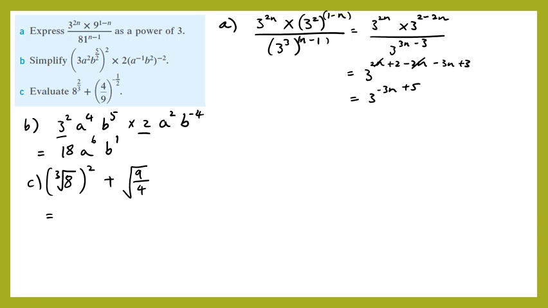Okay, first term, cube root of 8 is 2, which is why I said we'll do that one first. Then you have a square root of 9, which is a 3, square root of 4, which is a 2. So you have 4 plus 3 over 2, which then gives you 11 over 2.